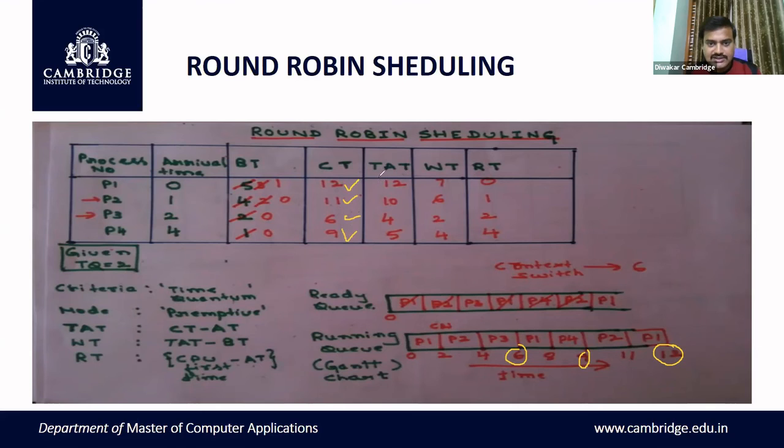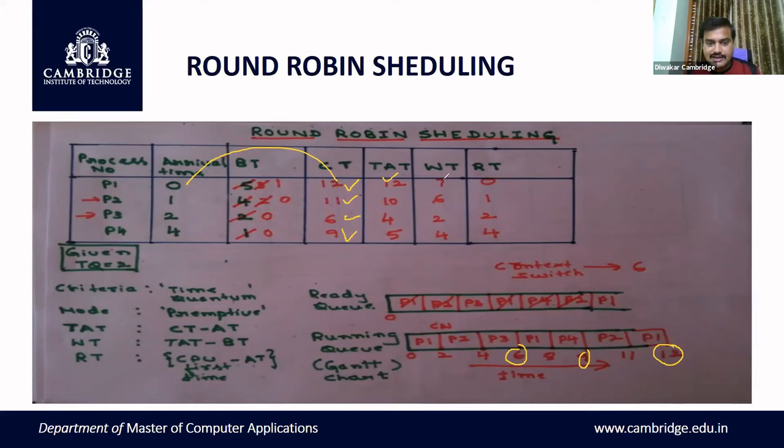Next, what is turnaround time? Turnaround time is CT minus arrival time. Completion time minus arrival time. 12 minus 0, 12. Right? Next, 11 minus 1, 10. 6 minus 2, 4. 9 minus 4, 5.